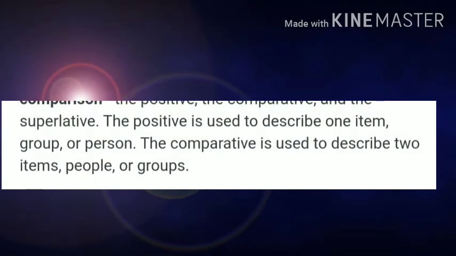Positive means it is used to describe one item, one group, or one person. The sentence which is said to be positive is used to describe one item, one group, or one person. Likewise, the second type is the comparative. The comparative is used to describe two items, two people, or two groups. Usually the comparative means to compare two items.